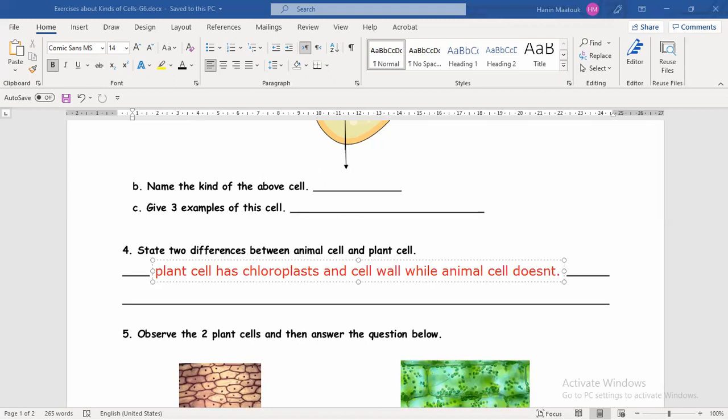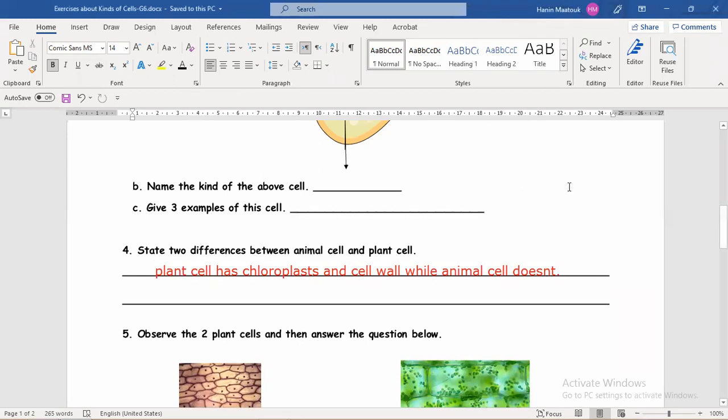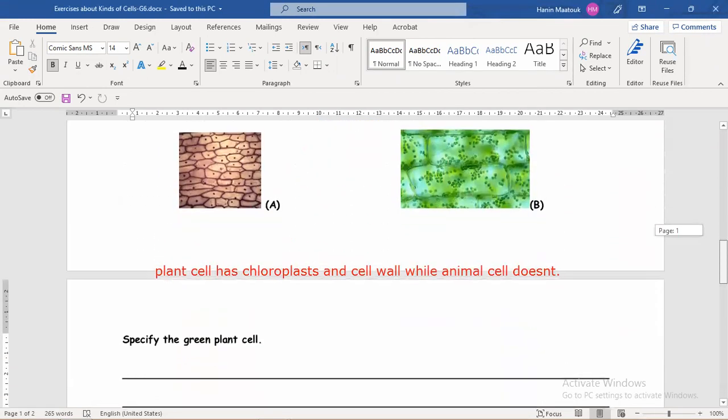This is the difference, and there are two. Chloroplast, this is the first difference, and cell wall is the second difference. And don't forget the connector, which is the while. Let's now move to the next question.